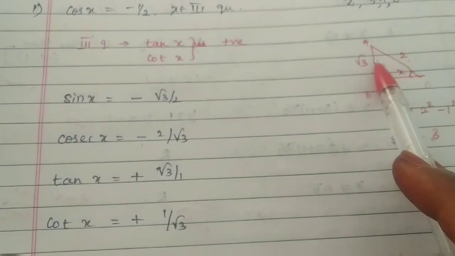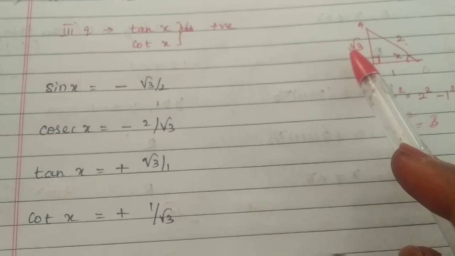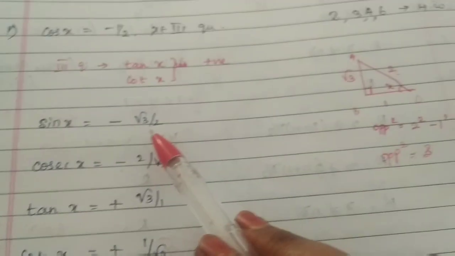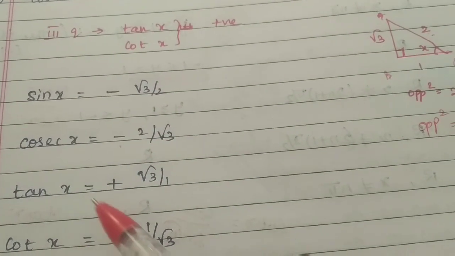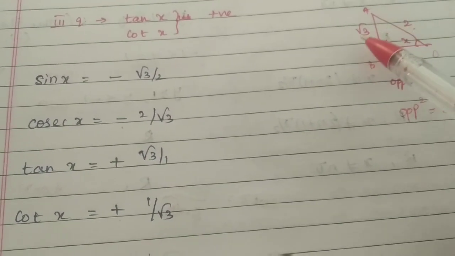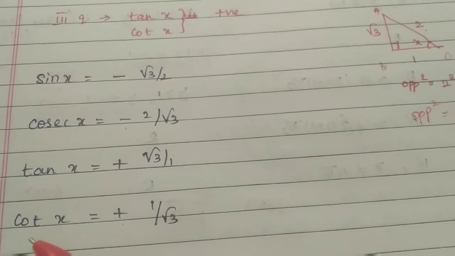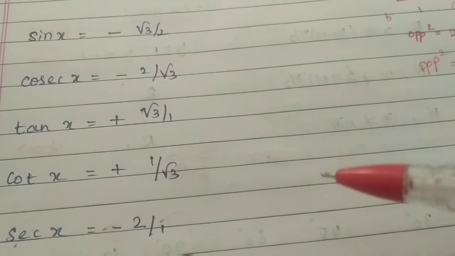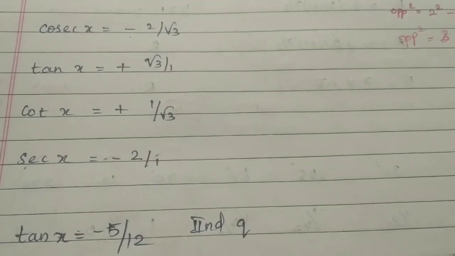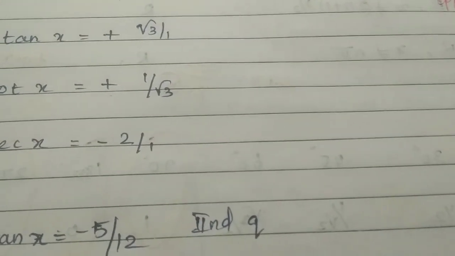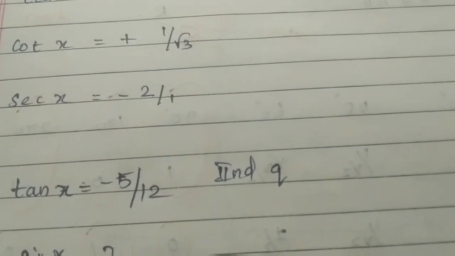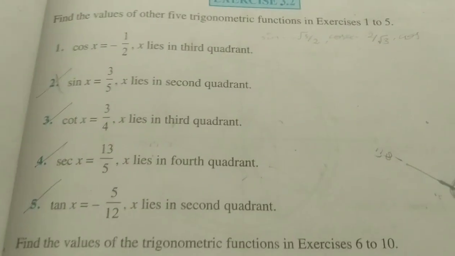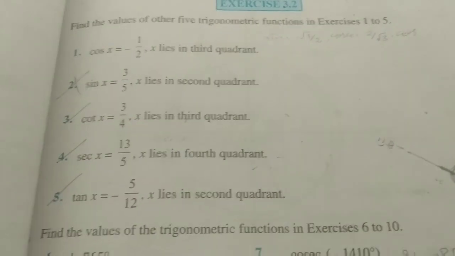Sin x is opposite side divided by hypotenuse, therefore root 3 by 2. Since it lies in the third quadrant, it is minus root 3 by 2. Cosecant x is its inverse, therefore minus 2 by root 3. Tan x is opposite side divided by adjacent side, therefore root 3 by 1, that is root 3. Cot x is 1 by root 3. Secant x is its inverse, minus 2 by 1, or you can write it as hypotenuse divided by adjacent side also. Similarly, you need to do the remaining sums. The second sum, third sum and fourth sum are homework. Just pause for a minute and then write the homework sums.